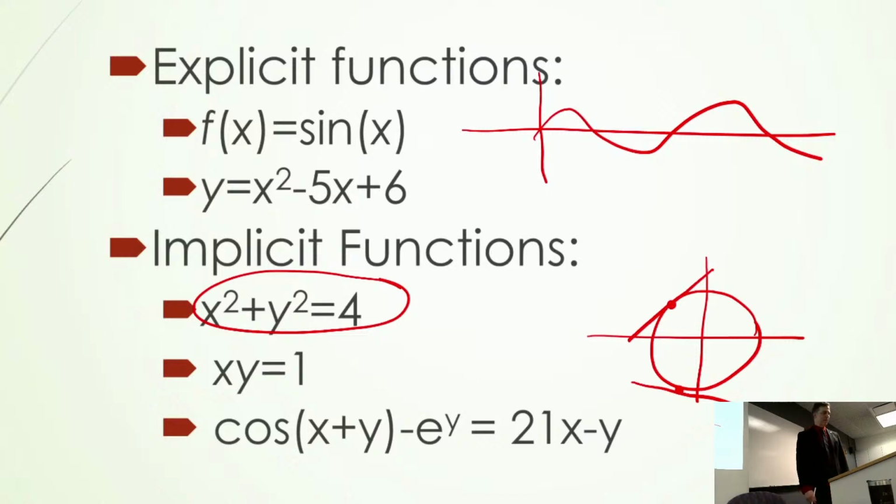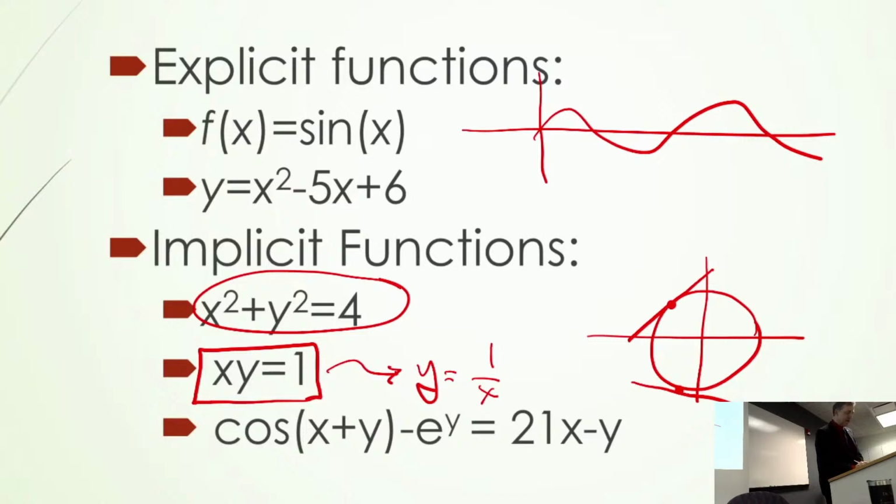Okay, so xy equals 1. That one is actually a function, but the way that it's written, it's implicitly defined. Implicit means that you don't have just y equals a function of x. You have other stuff going on. Xy equals 1, by the way, is the function y equals 1 over x, this hyperbola. You may be familiar with that function, but here, that function has been implicitly defined.